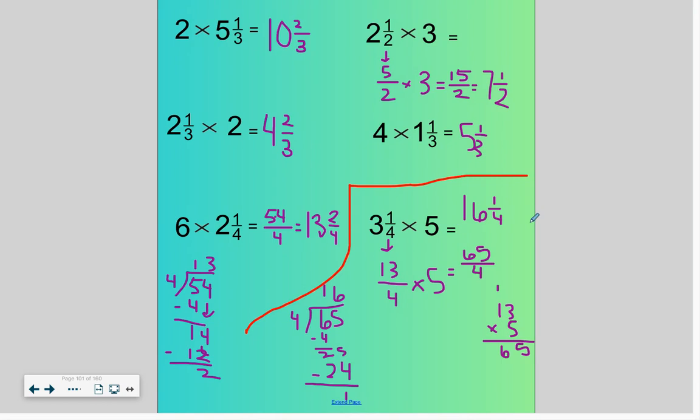So for some of these problems, they involve a lot of different steps. What you want to think about is, first, take your mixed number, convert it to an improper fraction, then you multiply your numerator times your whole number, keep your denominator the same. And then if it's an improper fraction, to go from improper to a mixed number, you need to divide.